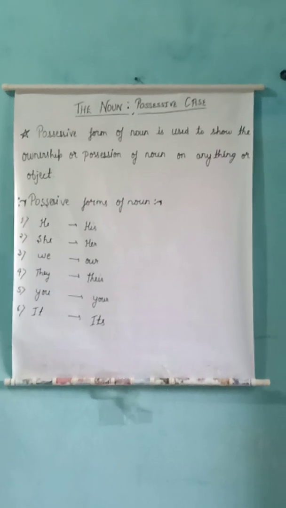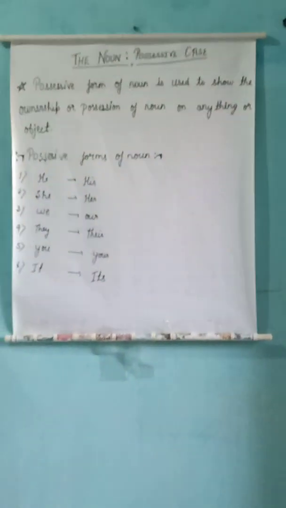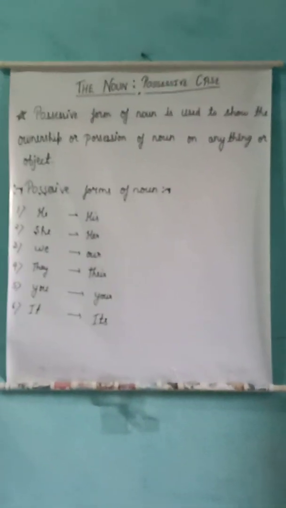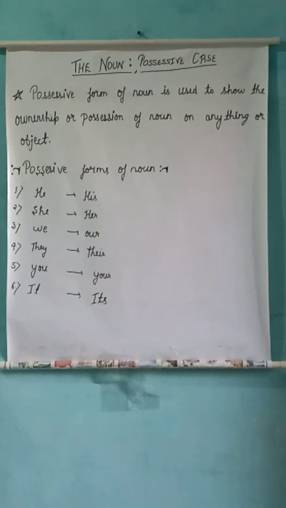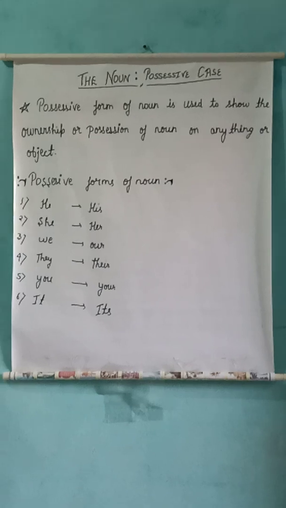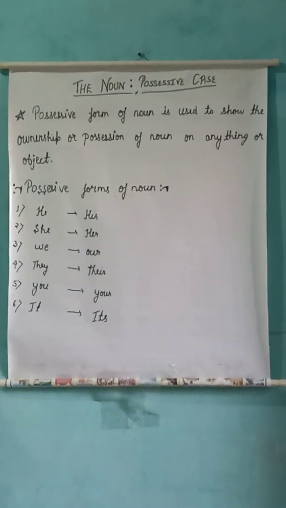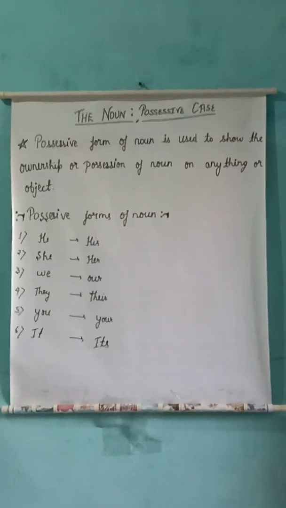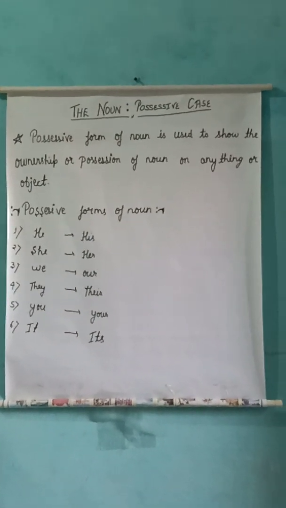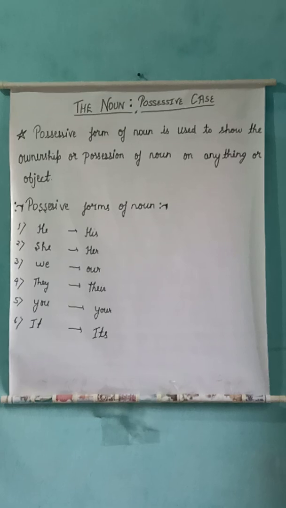Students, today we talk about the noun possessive case. In this chapter, we know what is noun. Let us understand about possessive case. The possessive case is used to show possession or ownership of a noun. The possessive form of a noun varies subject to subject.